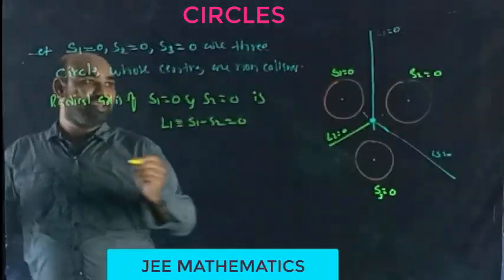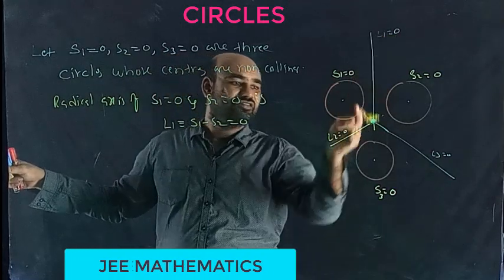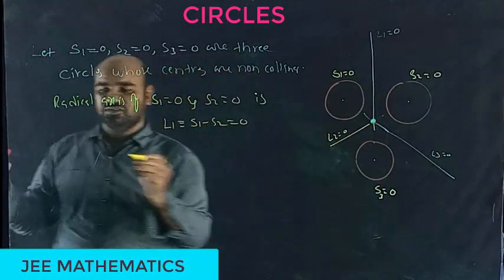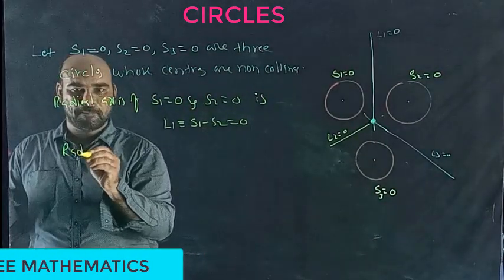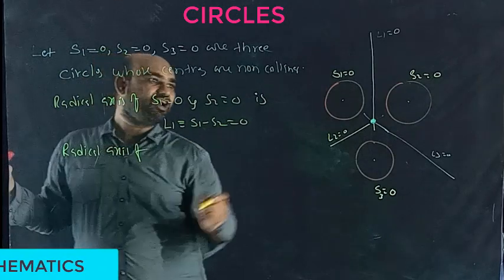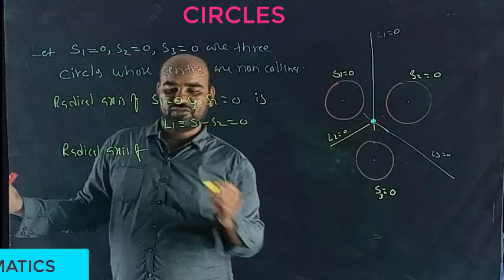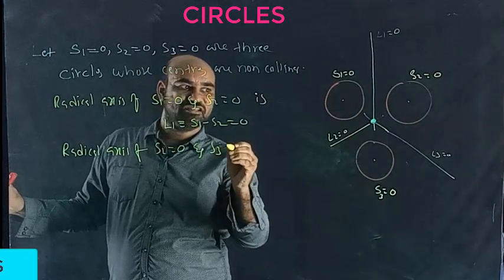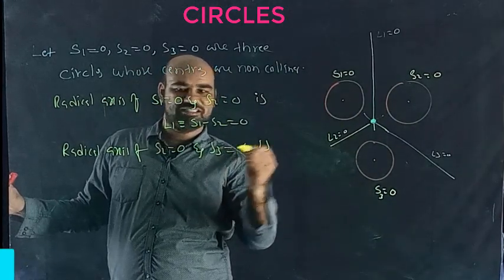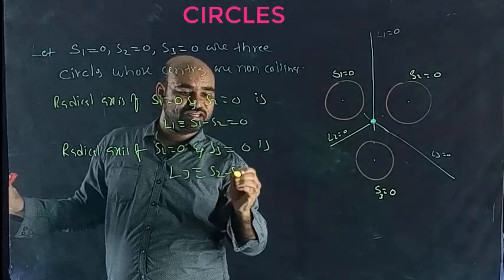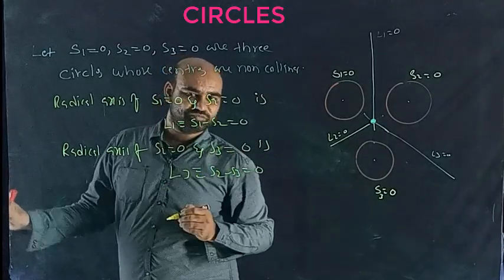Next, I am finding pairwise. So this is the radical axis of these two circles. I will find these two first. The radical axis of S2 equal to 0 and S3 equal to 0, I can say L3, which is S2 minus S3 equal to 0.